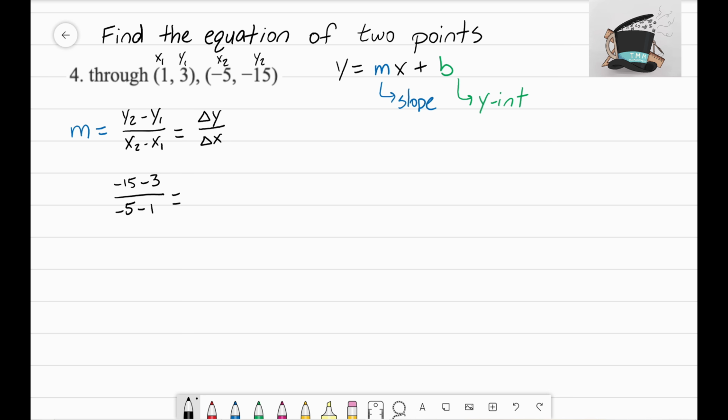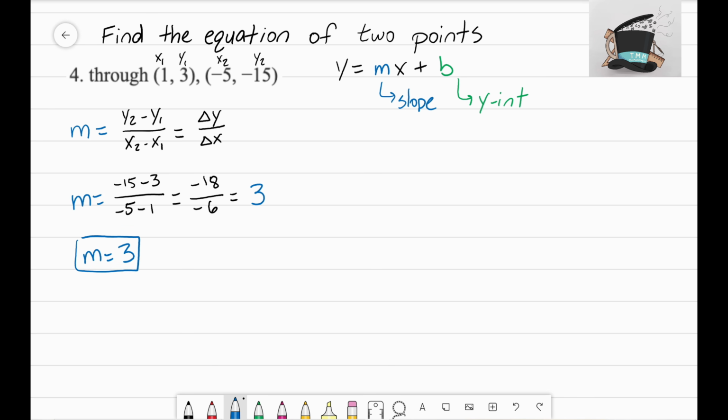Now we have a fraction. We want to simplify the numerator and then the denominator. -15 minus 3 is -18 over -5 minus 1, which is -6. Our last step is just to simplify that fraction. -18 divided by -6 just becomes a positive 3. Okay, so m equals 3.